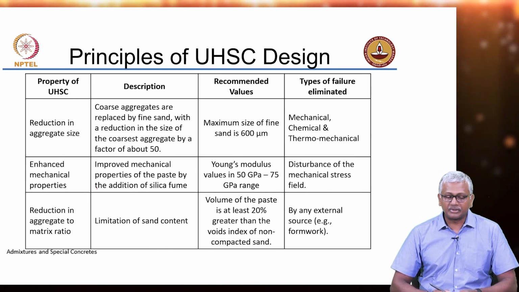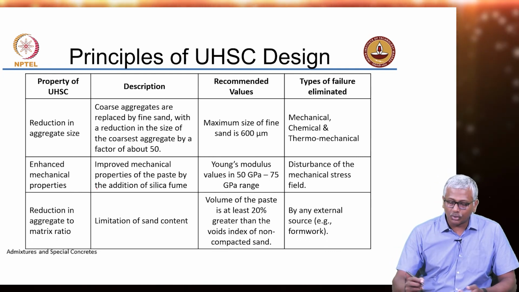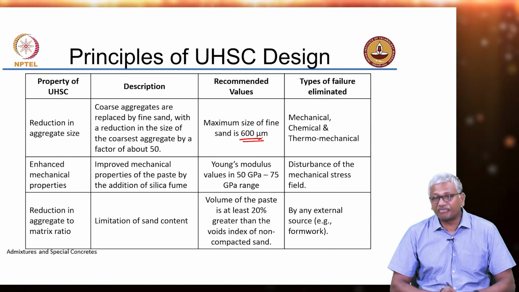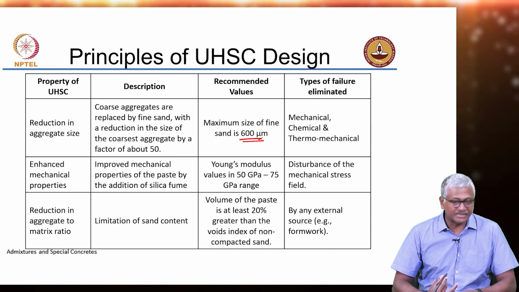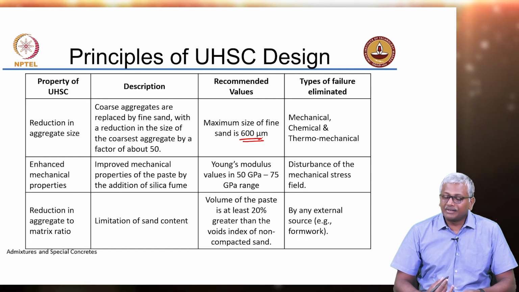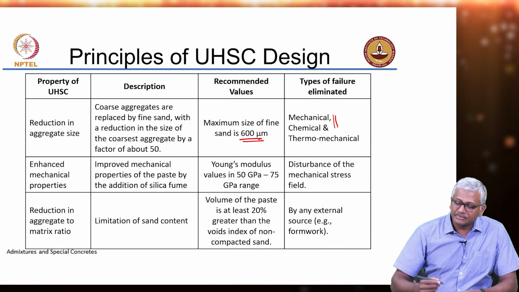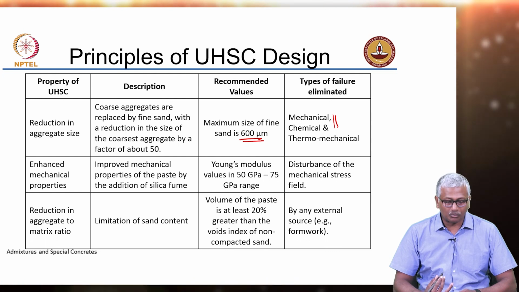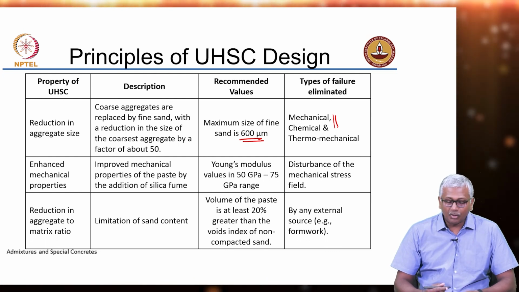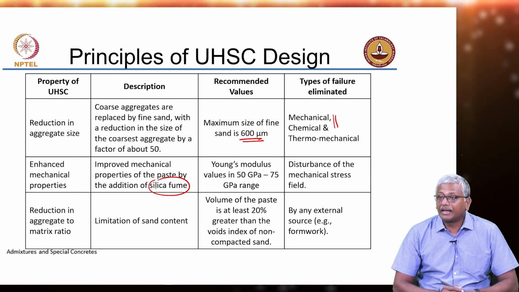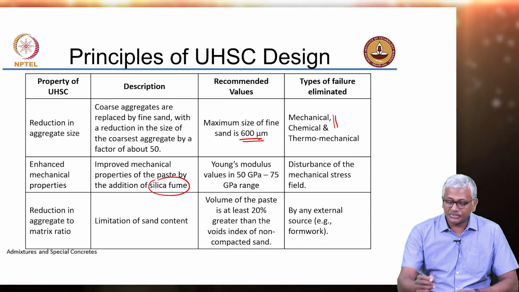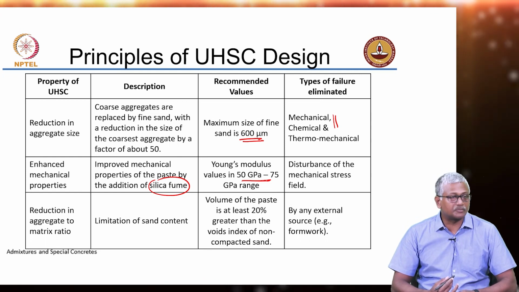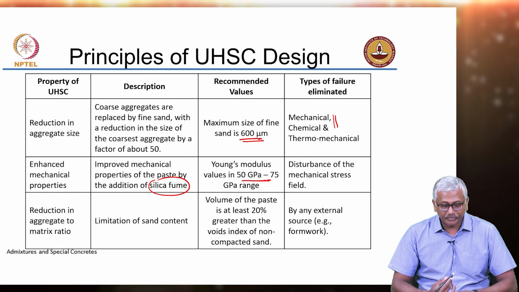Now, generally aggregate size is reduced all the way to about 600 microns. So we are talking about using fine sand, extremely fine sand as aggregate, okay. So you are generally trying to avoid failures such as mechanical, chemical and thermomechanical, of course mostly mechanical, when you are trying to reduce the aggregate size more and more. You can enhance mechanical properties by addition of silica fume and achieve stiffnesses which are way beyond your regular concrete. 50 to 75 gigapascals is what you can obtain with reactive powder concrete, okay.